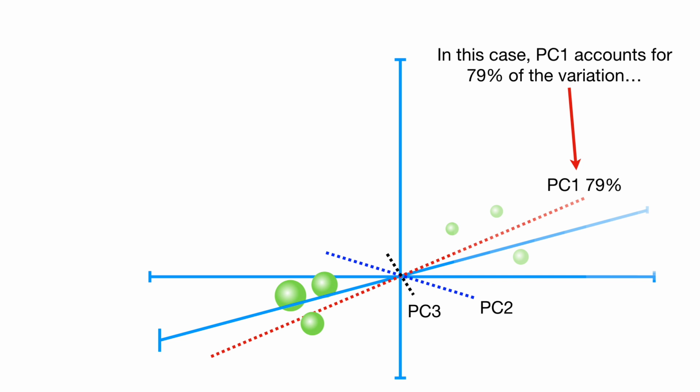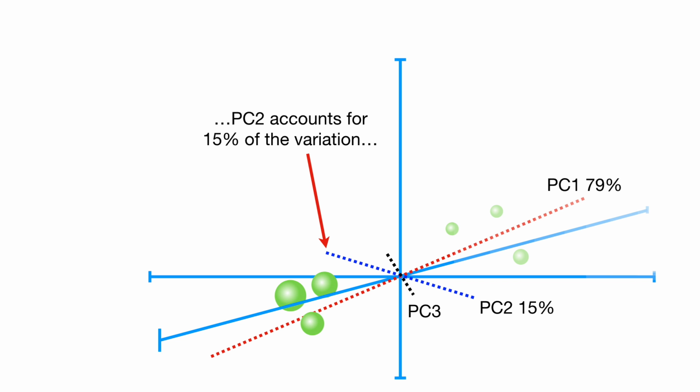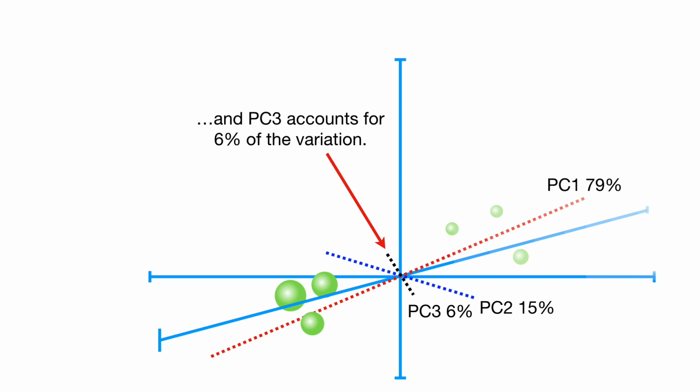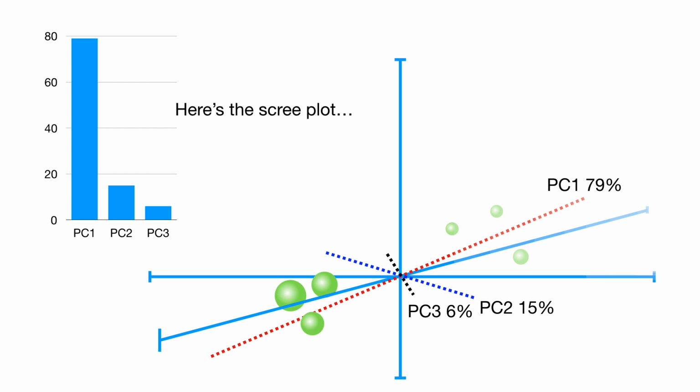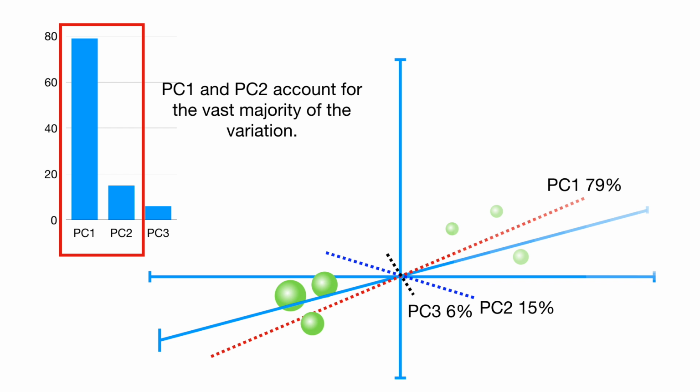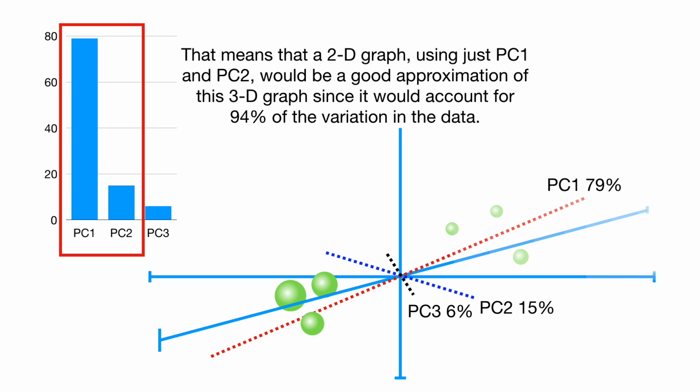In this case, PC1 accounts for 79% of the variation. PC2 accounts for 15% of the variation, and PC3 accounts for 6% of the variation. Here's the scree plot. PC1 and PC2 account for the vast majority of the variation. That means that a 2D graph using just PC1 and PC2 would be a good approximation of this 3D graph, since it would account for 94% of the variation in the data.